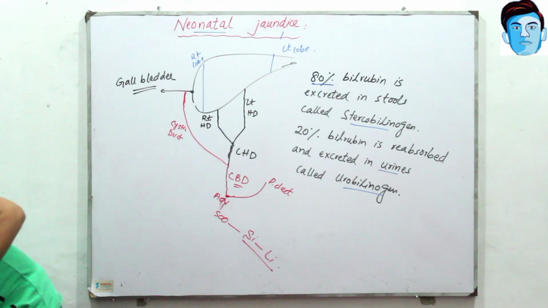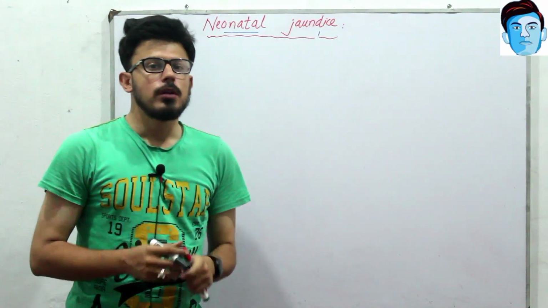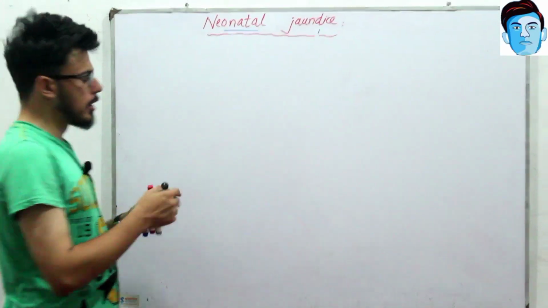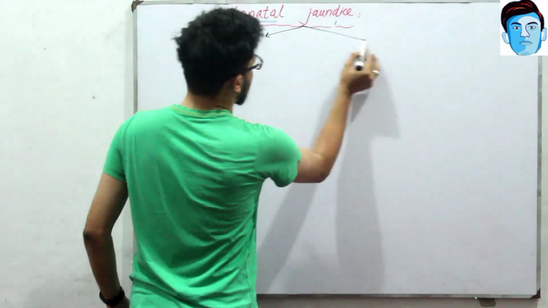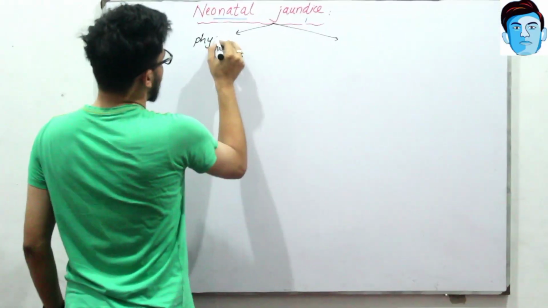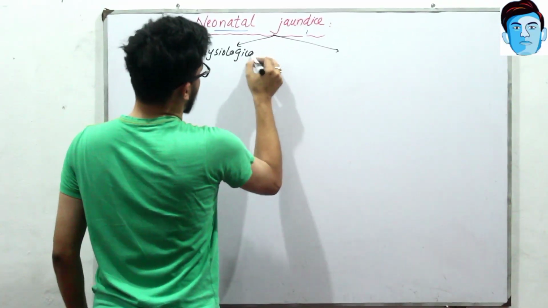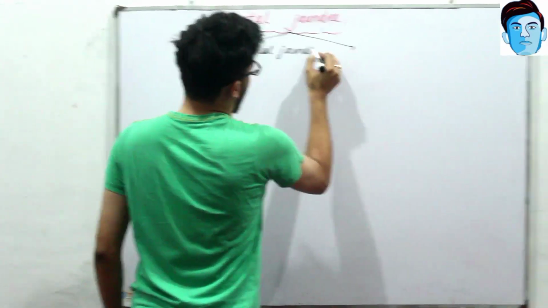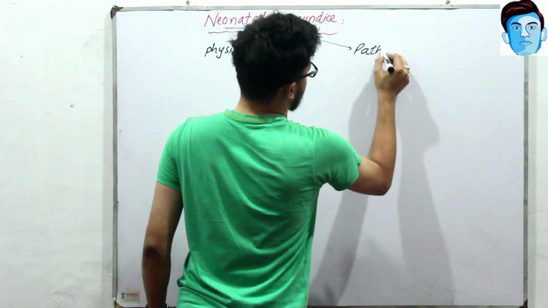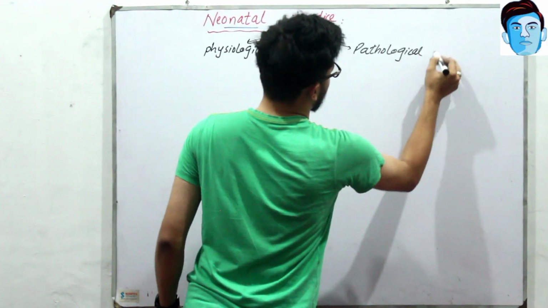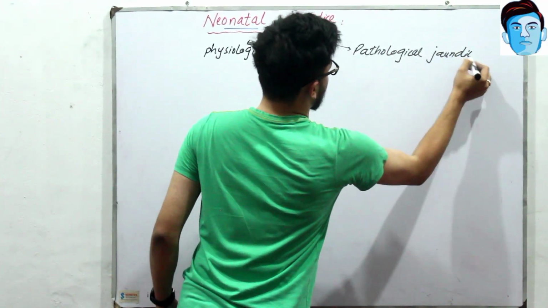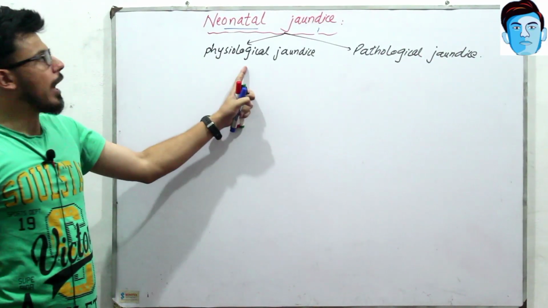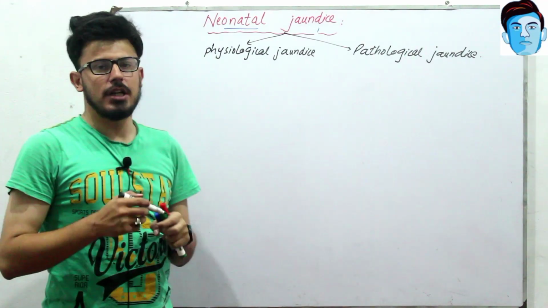Now let's discuss the types of neonatal jaundice. There are two types of neonatal jaundice: physiological jaundice and pathological jaundice.